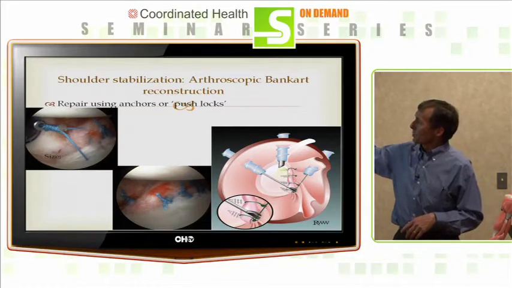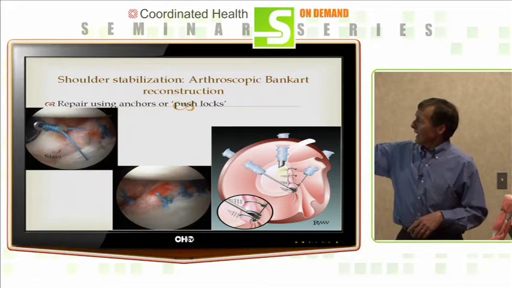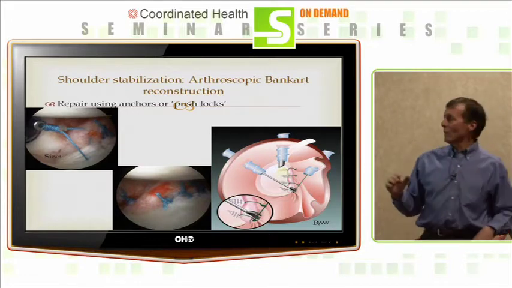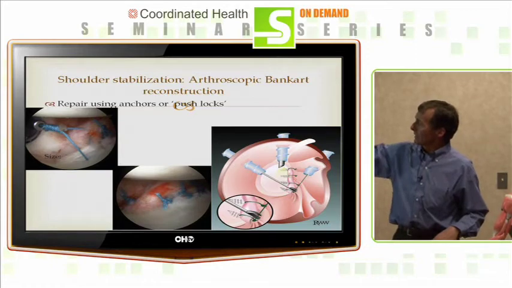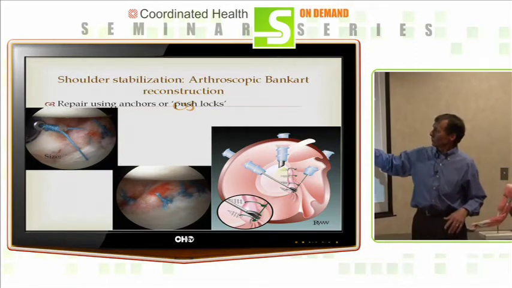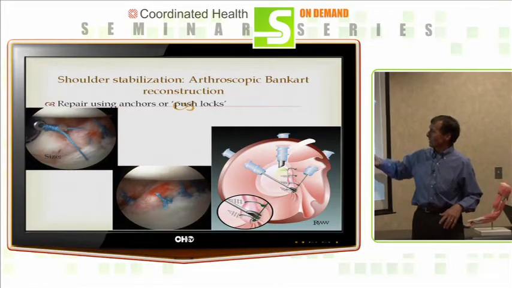What we're doing is we're restoring the labrum back to the glenoid. And I liken it to creating a bumper, like you're putting a bumper back on the wheel. So here's the bumper. You want to make this as thick as possible because this is what's giving you the stability so the shoulder does not dislocate.